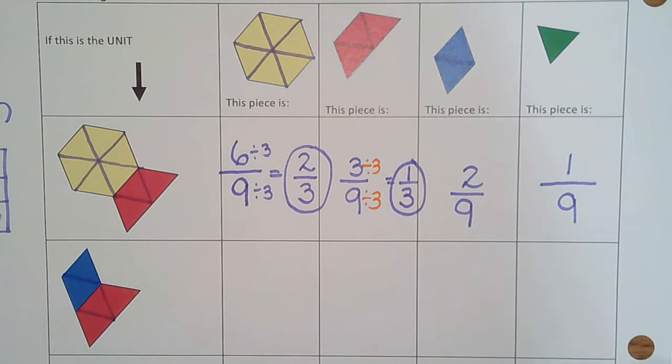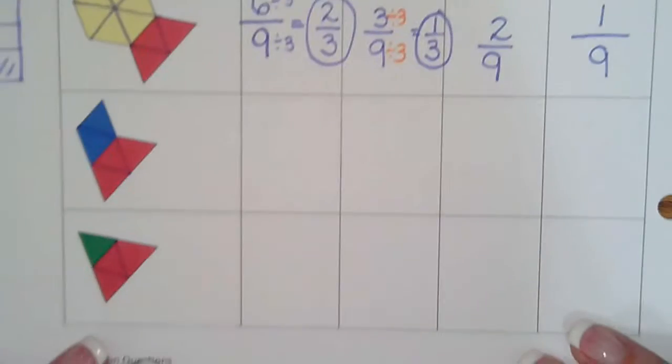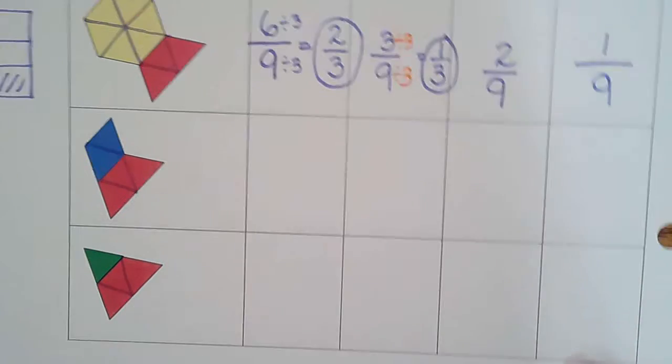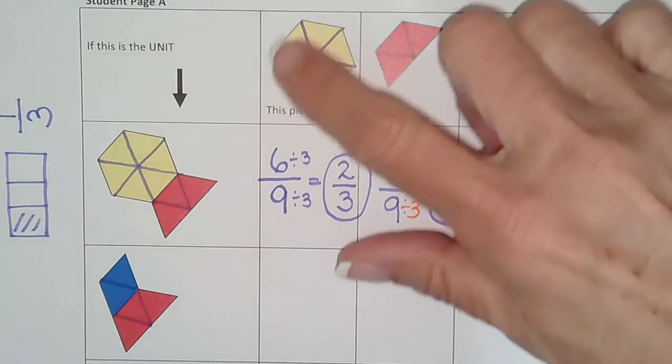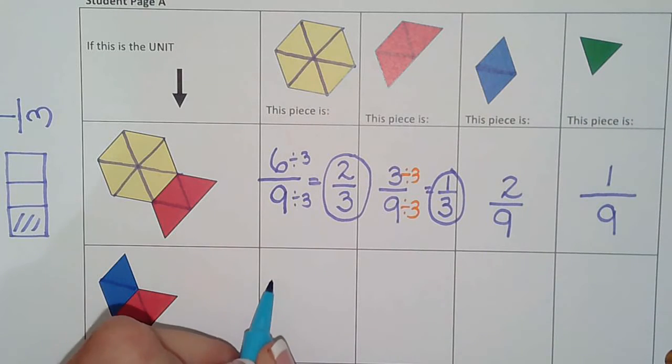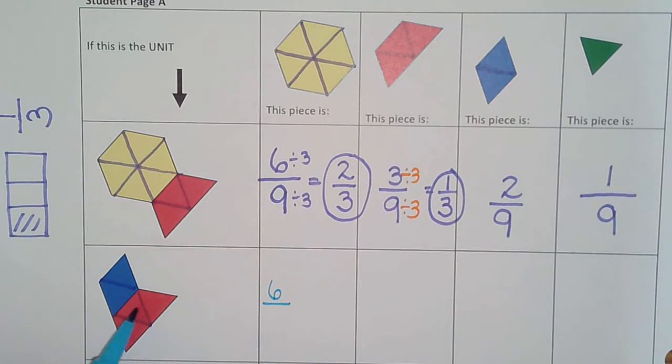Okay, so go ahead and do the other ones. I'll go ahead and go over them now, but if you want to stop the video and try them on your own, that's great. So numerator, 6. Denominator, 1, 2, 3, 4, 5.